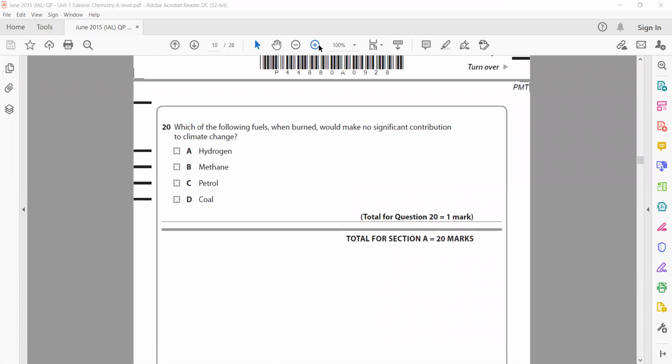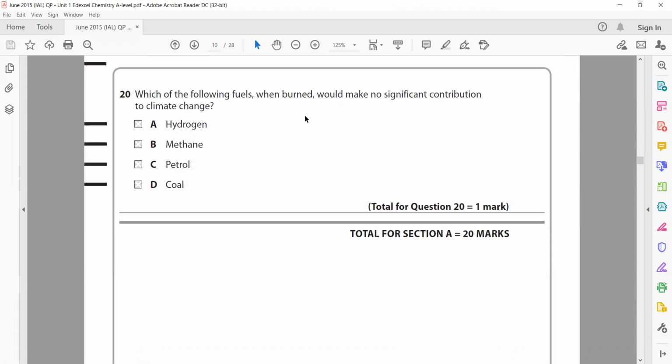Which of the following fuels, when burned, would not make a significant contribution to climate change? Methane produces carbon dioxide, petrol produces carbon dioxide, coal produces carbon dioxide or carbon monoxide. But hydrogen has no significant effect on climate change. Even though water molecules are polar and can absorb infrared radiation, it is not a significant effect. So this was June 2015, Unit 1 of IAL Chemistry.